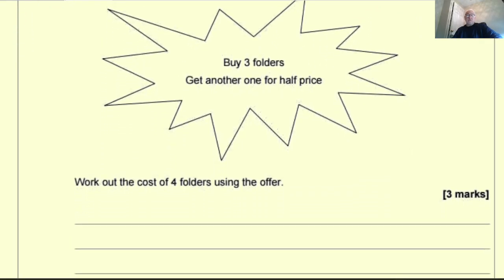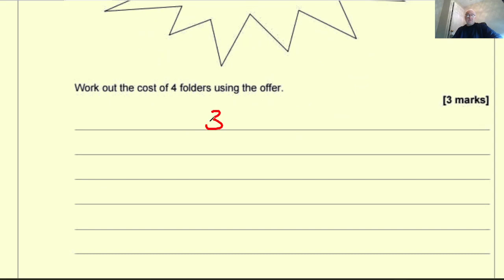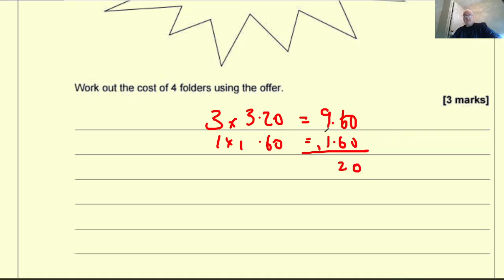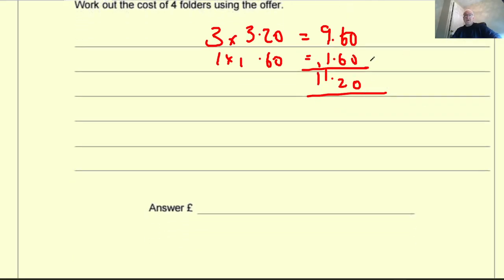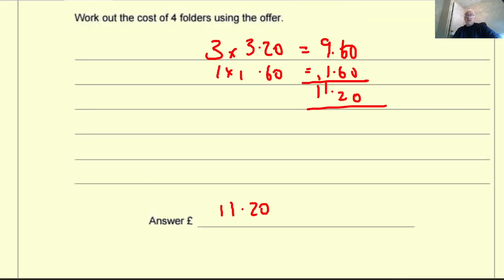Work out the cost of 4 folders using this offer. So I've got 3 folders at £3.20, which is going to give me £9.60, and I've got 1 folder at £1.60, which is going to give me £11.20. Okay, and again, whenever you do any workings, make sure you check it as you're putting it on the answer line that it is exactly what you've put. A lot of people, when they transfer it from their workings to the answer line, will make a mistake on putting that down there, so just check as you go through.